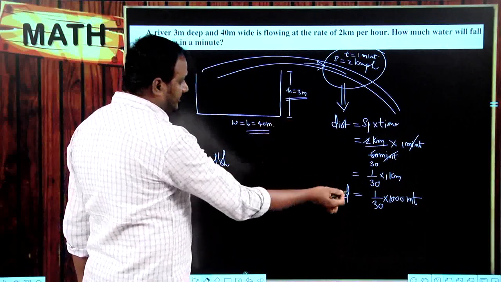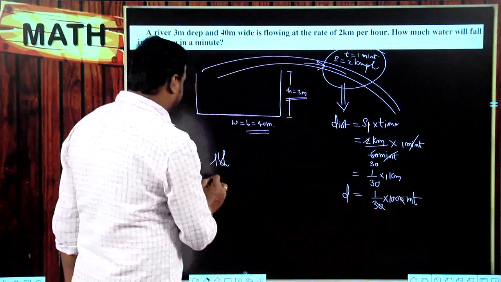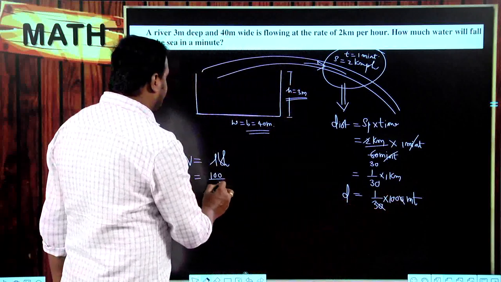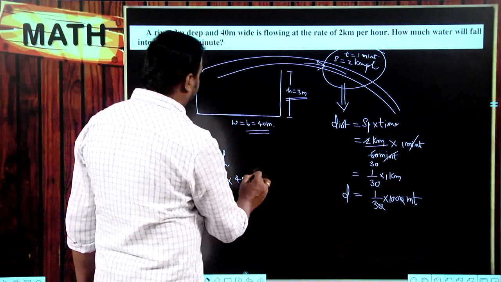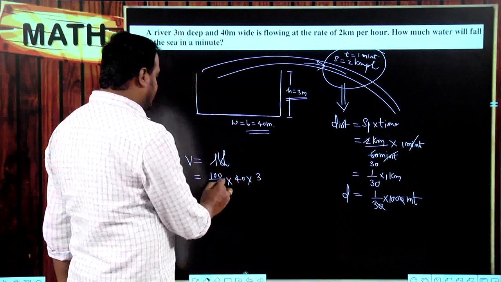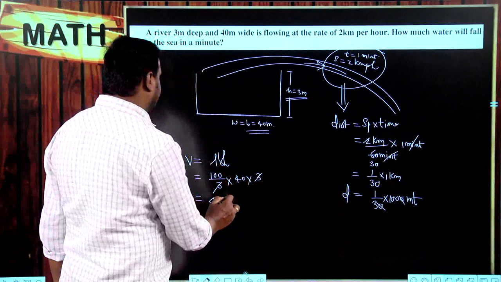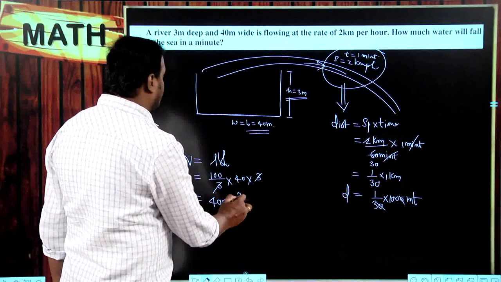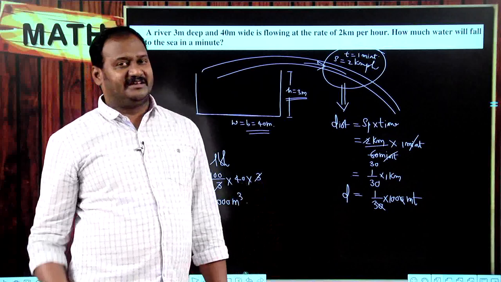The length is going to be, just now we found that, the 0s get cancelled. So, 100 divided by 3 meters, times breadth is equal to 40 meters, times height is equal to 3 meters. Here 3 and 3 get cancelled. 4 into 1 is equal to 4000 meter cube of water. But water should be in liters, right?